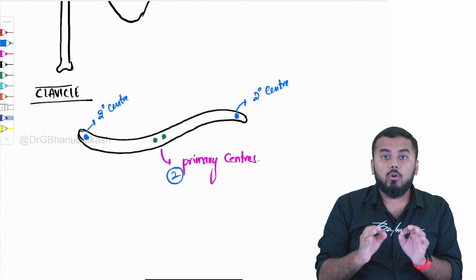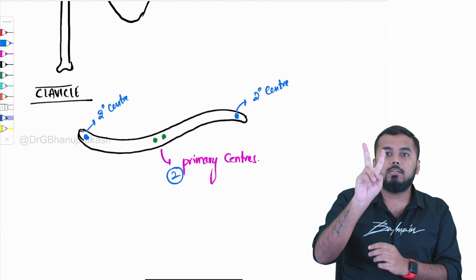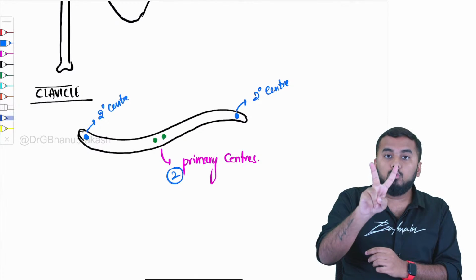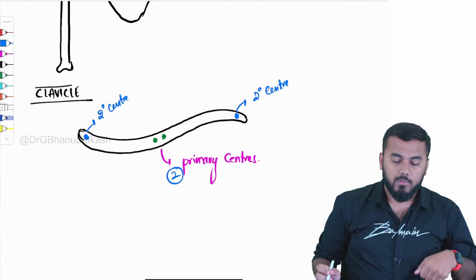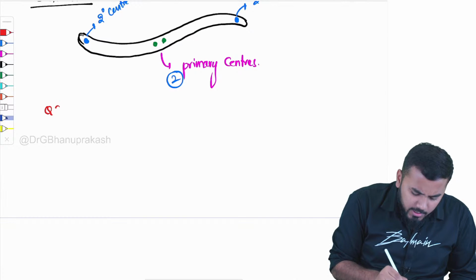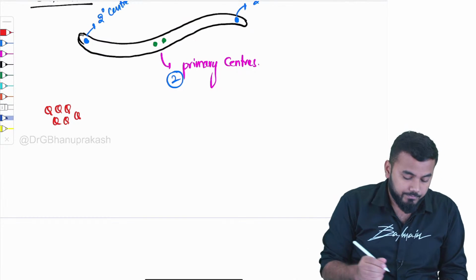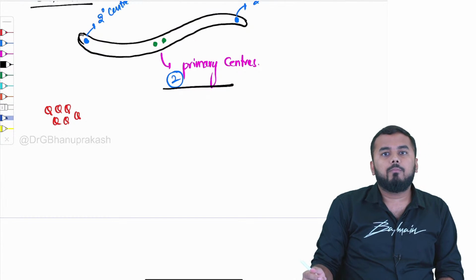Okay, so these are called ossification centers. In a clavicle, you have two primary centers and two secondary centers. This is the important thing. Now, what is the MCQ that can be asked? Very, very important, I'm writing a box now. You might ask, sir, when did these primary centers develop?